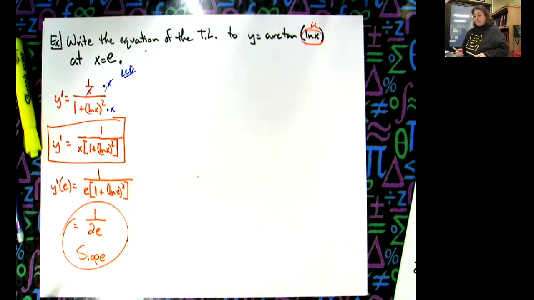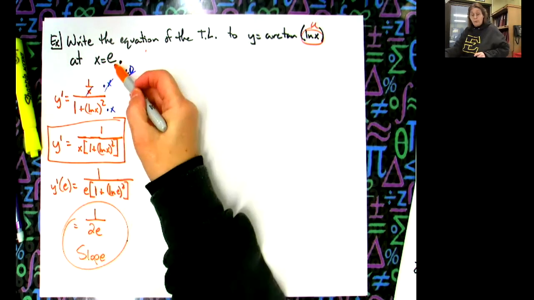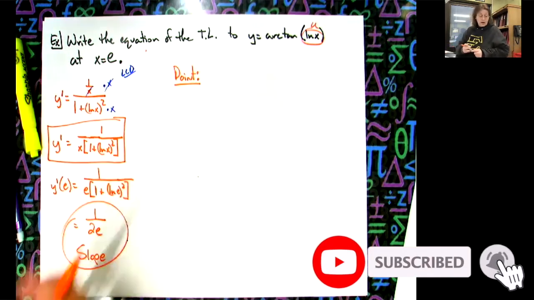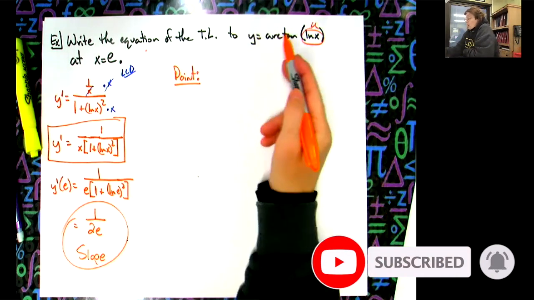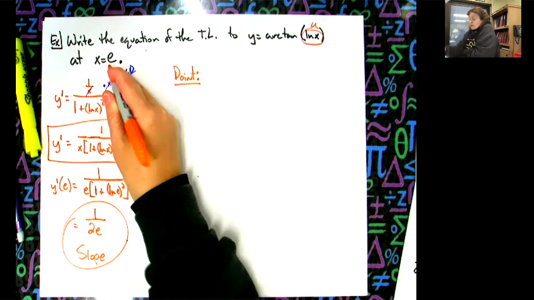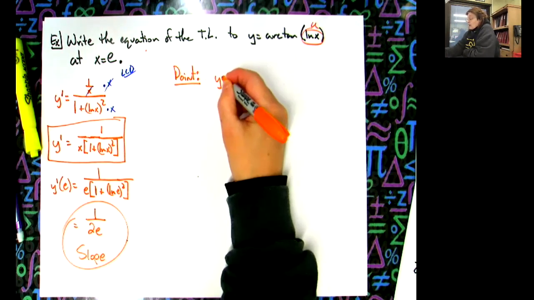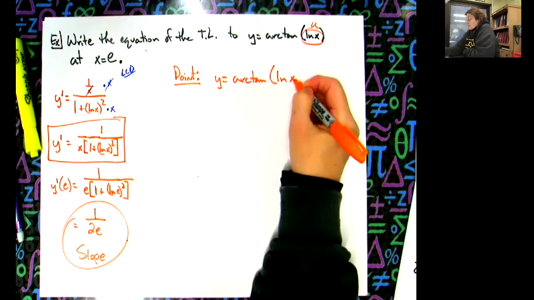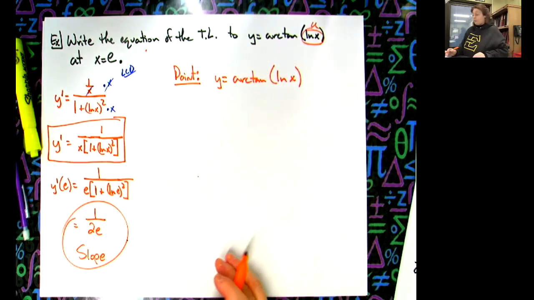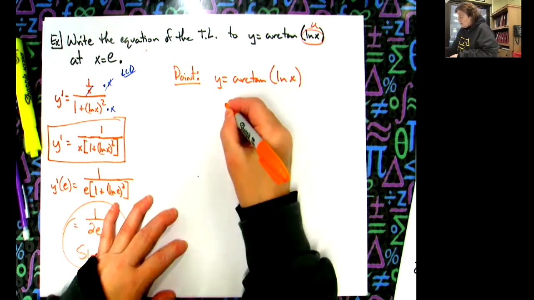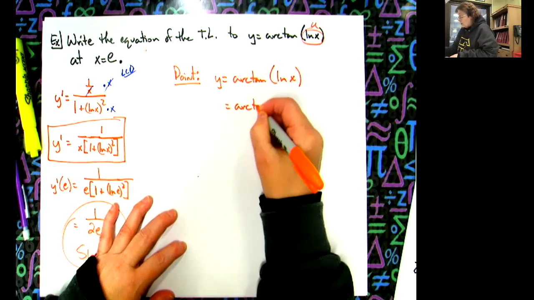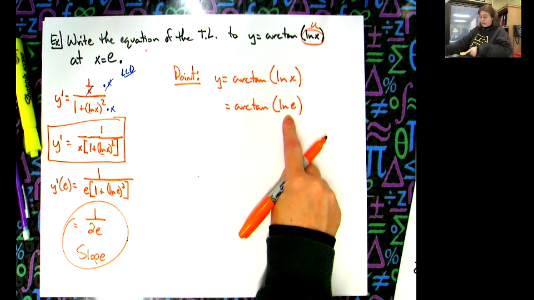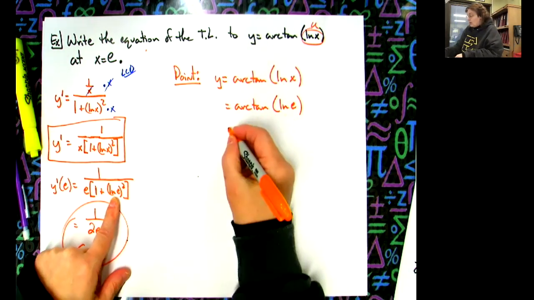Now I need a point, and they didn't give me the full point. They only gave me the x value. So I got to come up with my point. My point is going to be on that original curve, and I know x is e. So I'm going to start out with y equals arc tangent of natural log of x. I'm just writing the function down right there. Now let's plug in an e. So arc tangent of natural log of e. Well, we've already done natural log of e down here. It's 1.